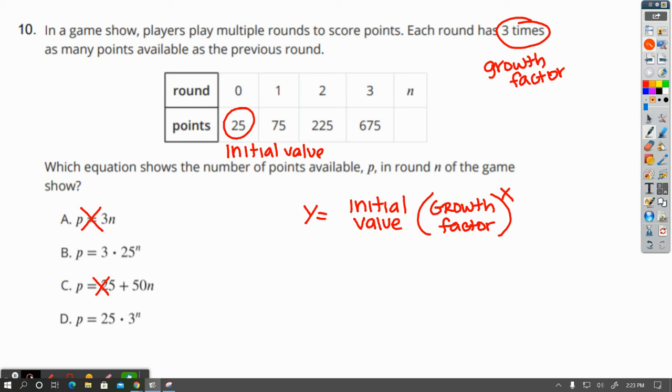And so in part B, it says my initial value is 3. It is not. And it says the growth factor is 25. So these two values are switched. So it is not B. And here I have an initial value of 25. And my growth factor is 3. So that one is true. So hopefully you all picked option B.